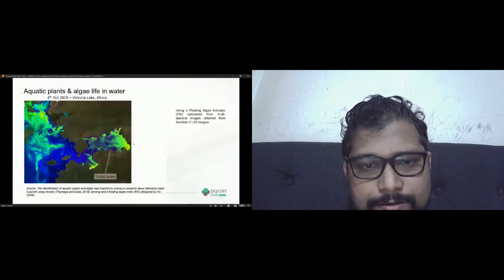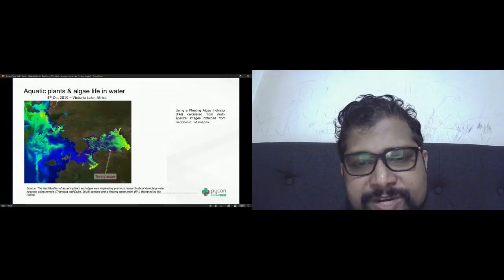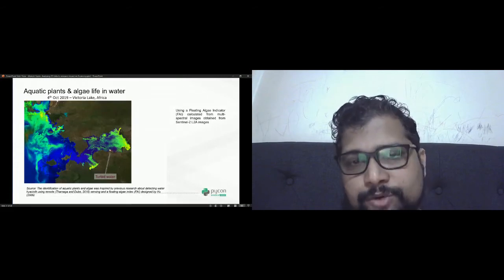We can also use sensors on Sentinel-2 satellites to detect the presence of plankton and aquatic life in the water. In this false color image, we have shown a floating algae indicator, which is shown in green color. The red color shows turbidity in the water of Victoria Lake in Africa.